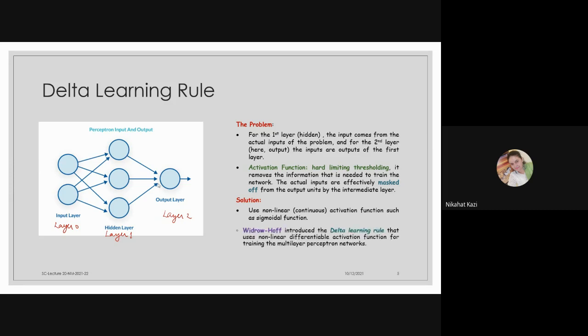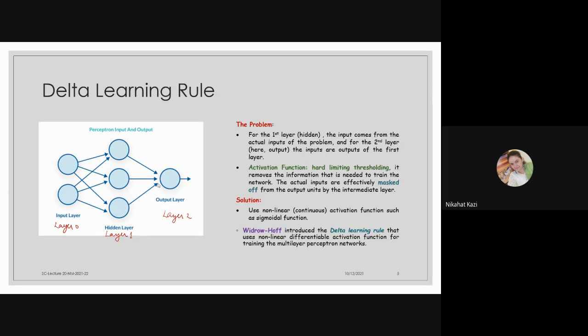So Widrow and Hoff introduced a new type of learning called the delta learning rule, which makes use of nonlinear activation functions for training multi-layered perceptron networks. So in these perceptrons the architecture remains the same, but the kind of activation functions which are applied are sigmoidal in nature, or nonlinear in nature. Most of them sigmoidal. We have seen so many activation functions in the last lecture, and these are differentiable activation functions.